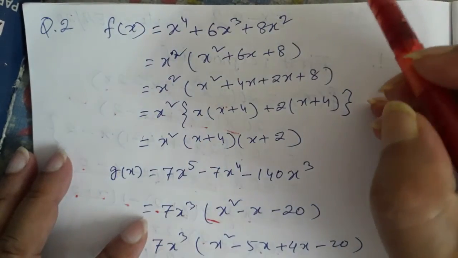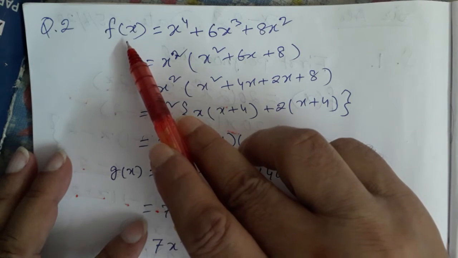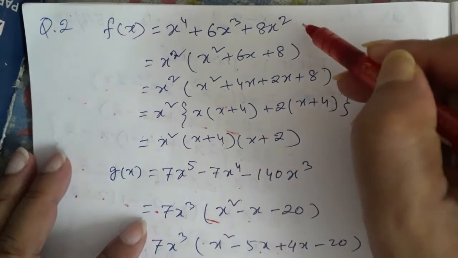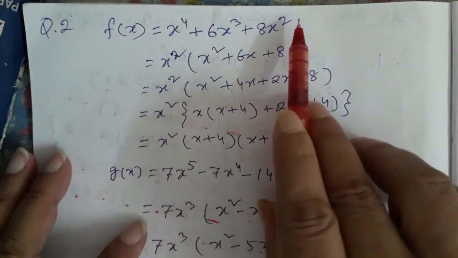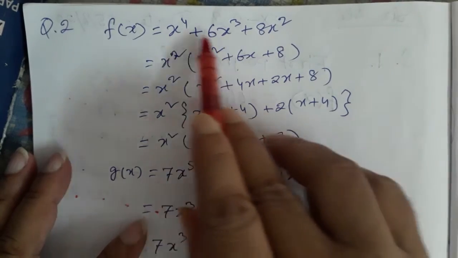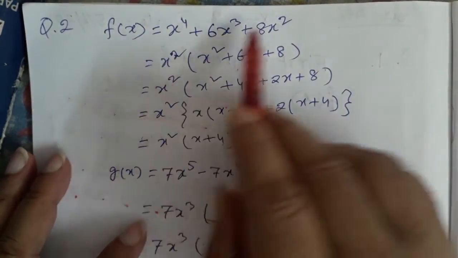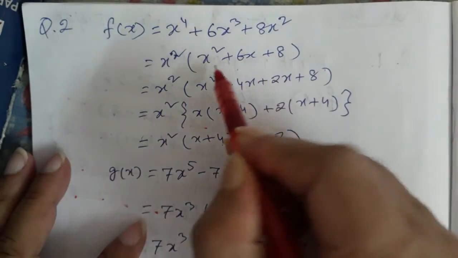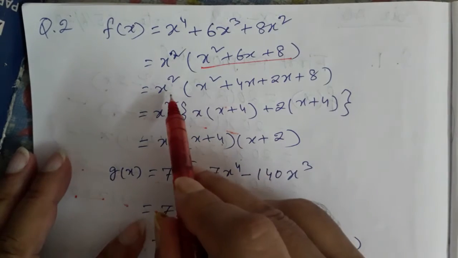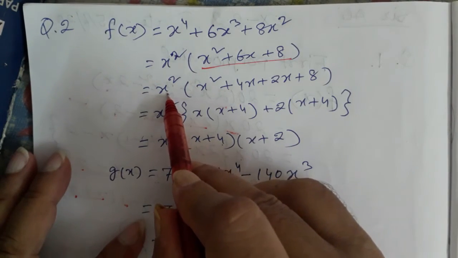Now question number 2 we discuss, and here the first factor is f(x) equal to this one. You observe it here. Here the common factor for all terms is x square. So we have to take common x square. Then this one comes out. Now x square you write as it is.